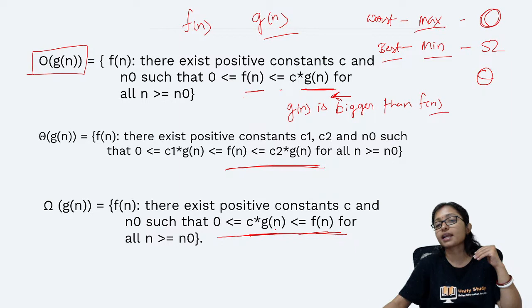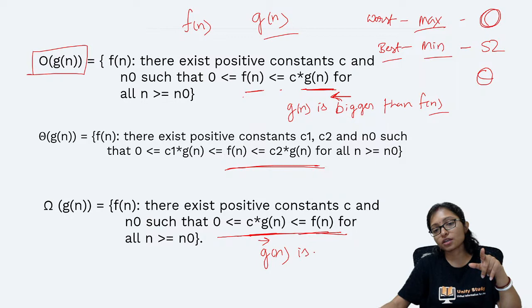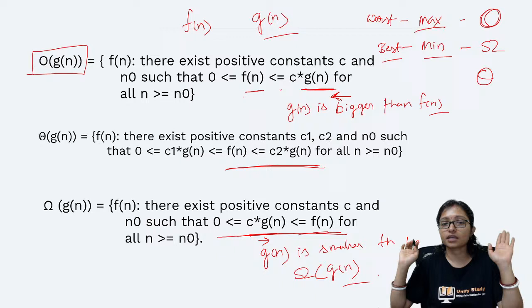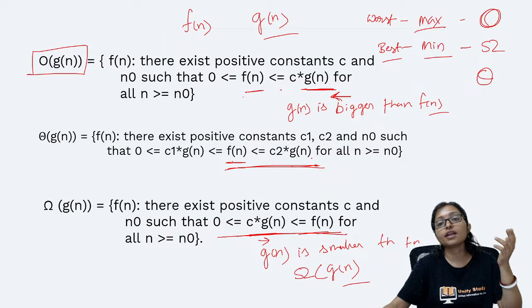Gn is smaller than fn. That's why we can say it is omega of gn. And theta means when fn and gn both are the same. It is equal. Fn and gn both are equal.